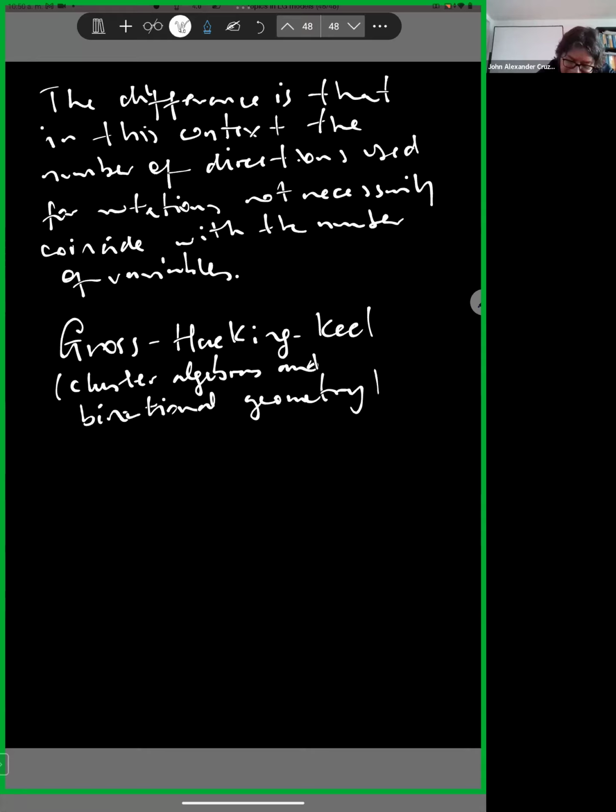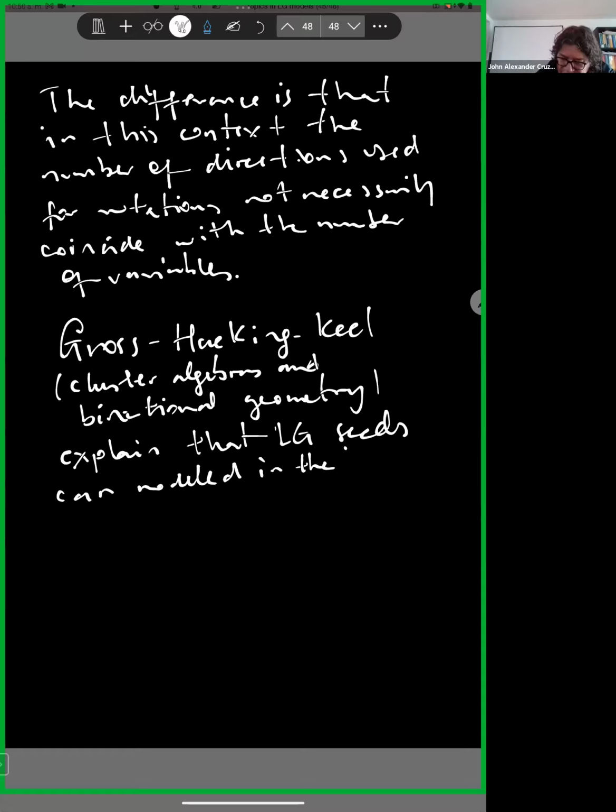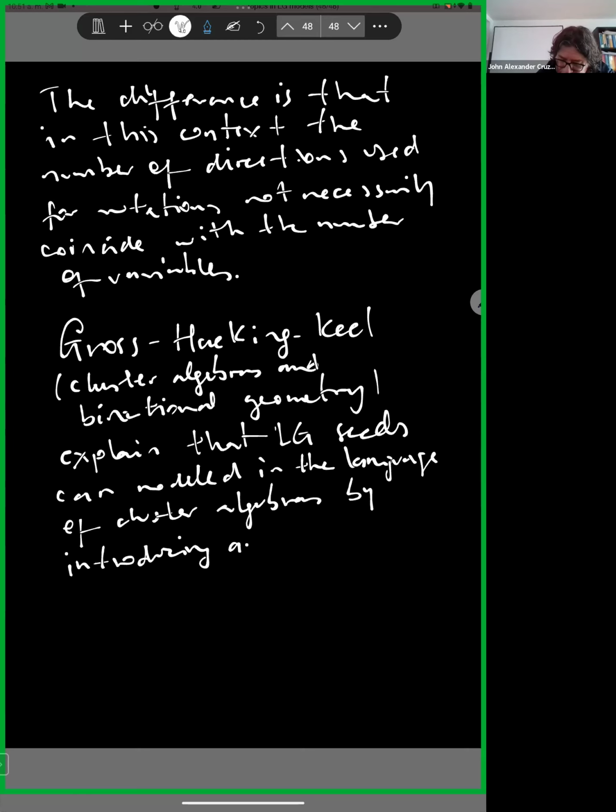So they explained that LG models can be modeled in the language of cluster algebras, classical cluster algebras, just by adding additional variables, like introducing auxiliary variables.